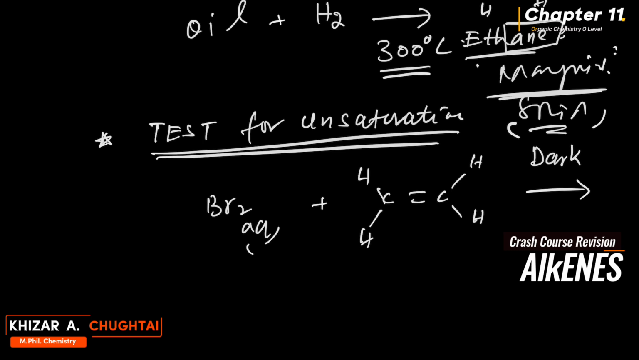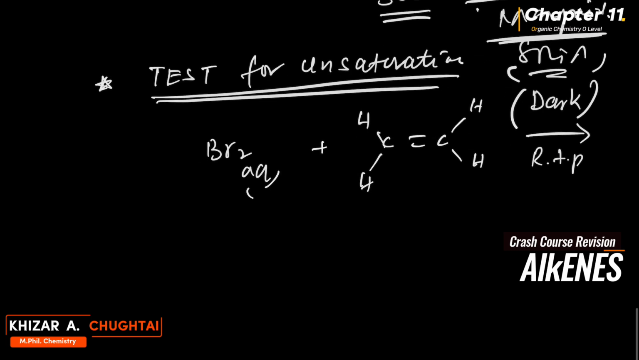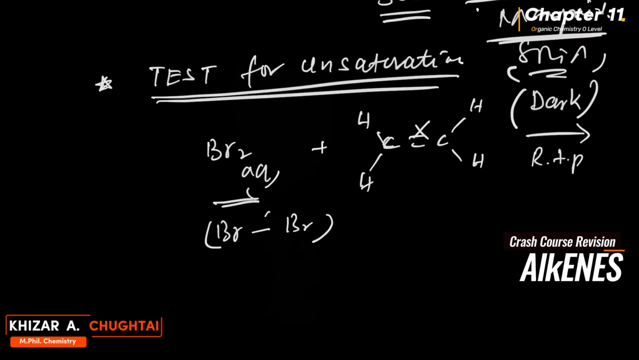then it reacts with the sample in dark conditions. If there is no light, no sunlight, no heat, at RTP, room temperature and pressure, and you are using dark conditions, then Br2, aqueous bromine, reacts with alkene. Once again, one of the carbon-carbon bonds of the double bond breaks, and there is an addition of 2 bromine. So the Br-Br bond is broken, one of the C-C bonds is also broken, and there is an addition of Br on each carbon atom.